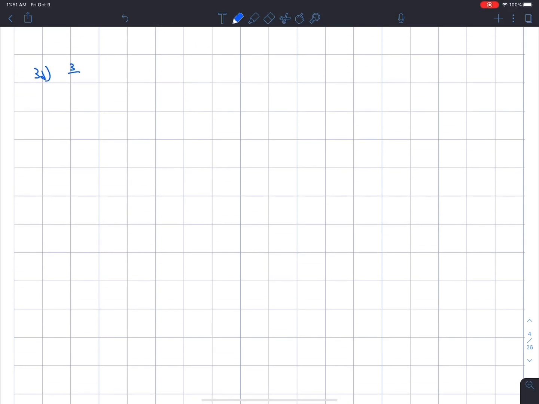3d, 3/5 times 1/5. So there's nothing to simplify here. I would just multiply them. 3 times 1 is 3 for the numerator, and denominator 5 times 5 is 25. 3e, 3/4 dot 3/4. So this is the same as 3/4 times 3/4. 3 times 3 is 9 for the numerator, and 4 times 4 is 16 for the denominator.